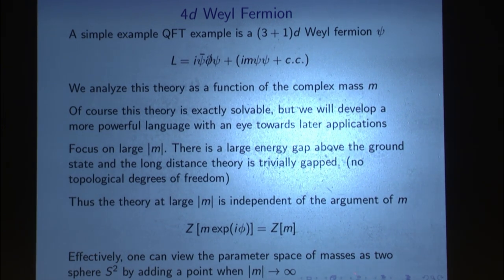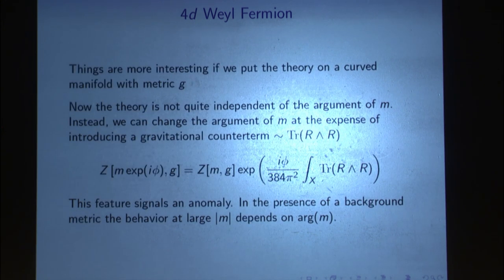How should you think about this? Well, one useful way for our analysis to think about it is that effectively, the space of masses is like a two-sphere. Because at large absolute value of m, the partition function is independent of the phase of m. And so we could add a point where the mass is infinity and think of it as a two-sphere, effectively. OK, so now that was all in correlation functions in flat space. Let's discover what happens when we put the theory on a curved manifold with metric g.